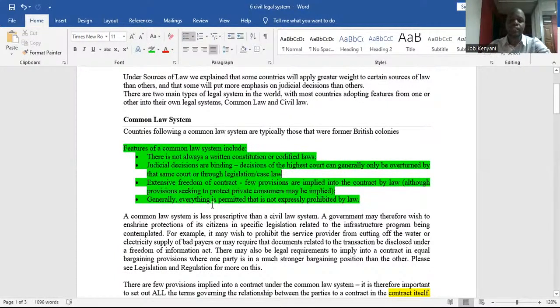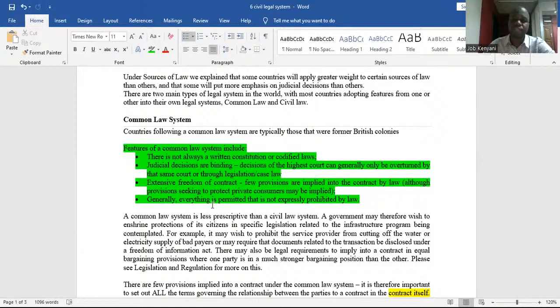So there is no written constitution or formal documentation in terms of the laws guiding such a system. So they rely on the common law. Judicial decisions are binding. Decisions of the highest court can generally only be overturned by that same court or through legislation or case law. So they apply the case law.